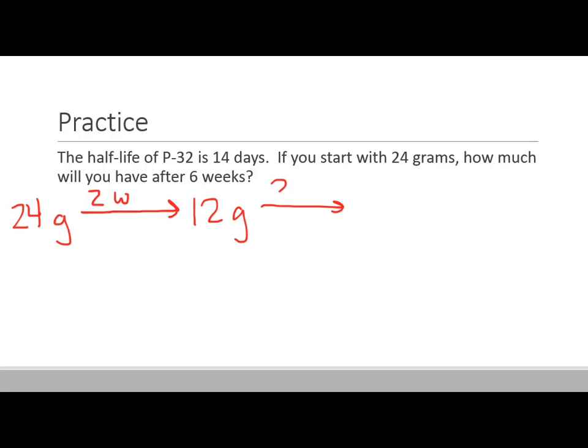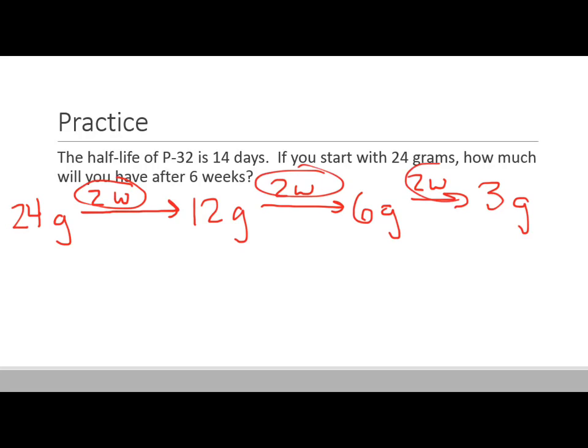After another 2 weeks, I have 6 grams. And after another 2 weeks, I have 3 grams. Okay, so this has been 2, 4, 6 weeks. So after 6 weeks, I only have 3 grams. All right, so that's what half-life is. There is a formula for when you're doing more complex problems, but at this level, this is all you really need.